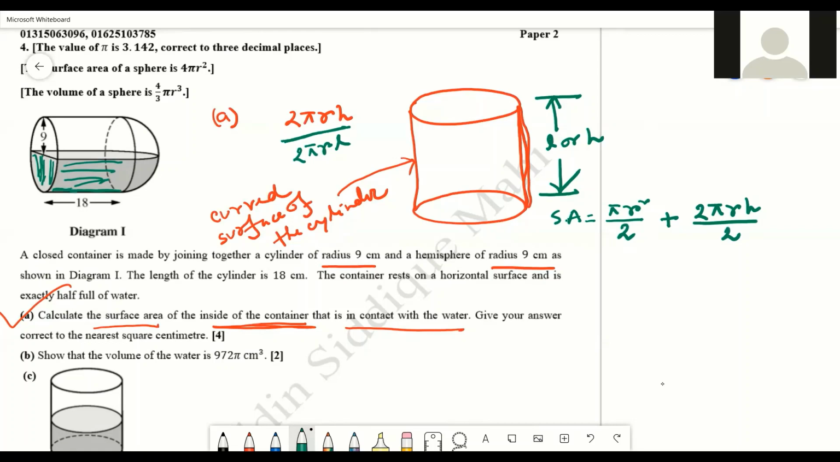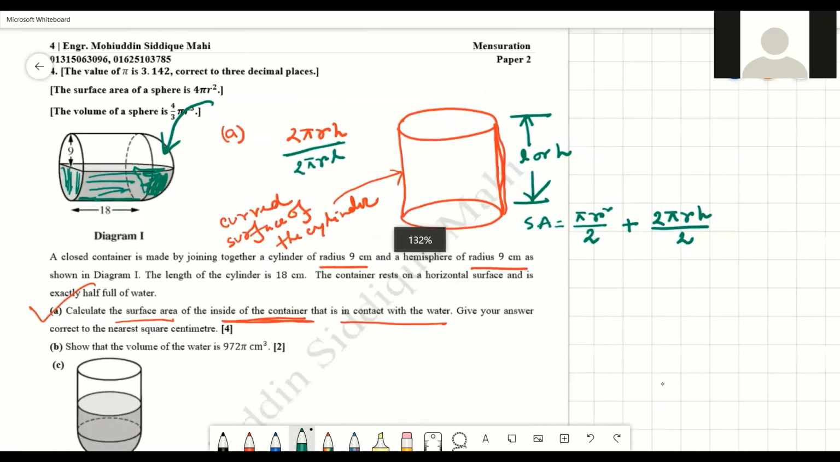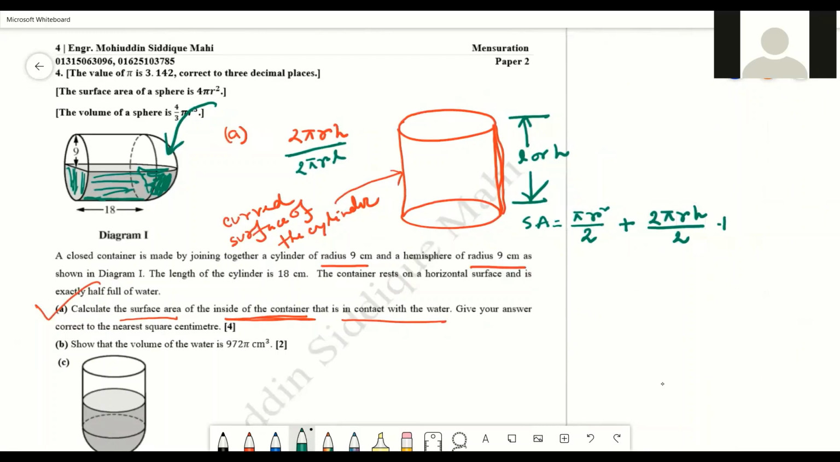Next, this is already a hemisphere, half of a sphere. And if you look at this part, the water is in contact with half of the hemisphere. That means 1/4 of the surface area of a sphere. This is already a hemisphere, that means half of a sphere, and the water is in contact with half of the hemisphere, or we can say 1/4 of the sphere.